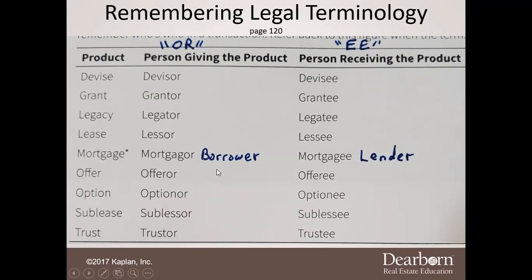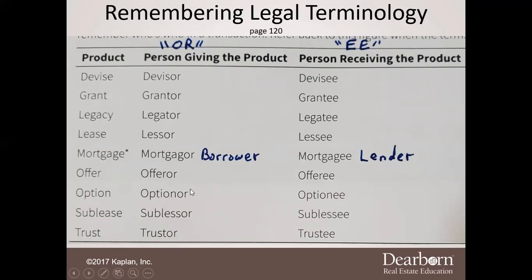Another way to remember this is the word mortgagor has two O's in it. The word mortgagee has two E's in it. So does the word lender. The word mortgagor has two O's. So does borrower. The word mortgagee has two E's in it, and so does the word lender.